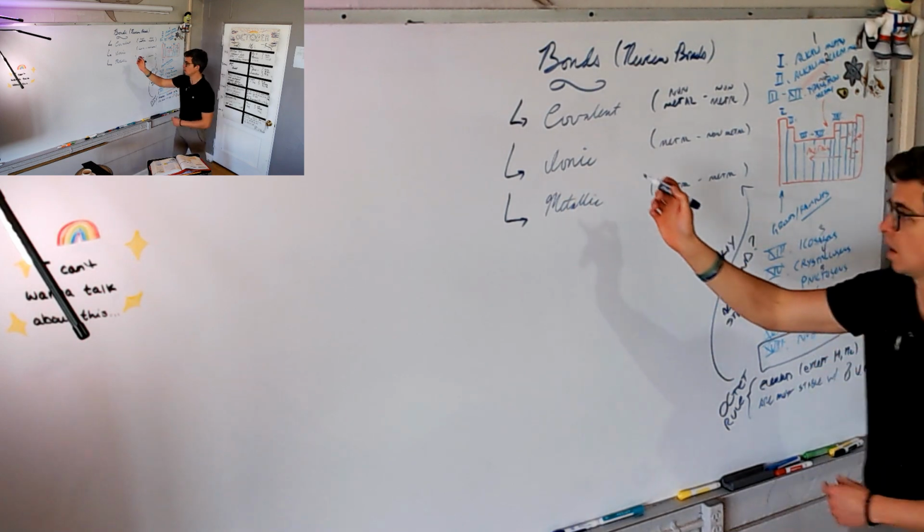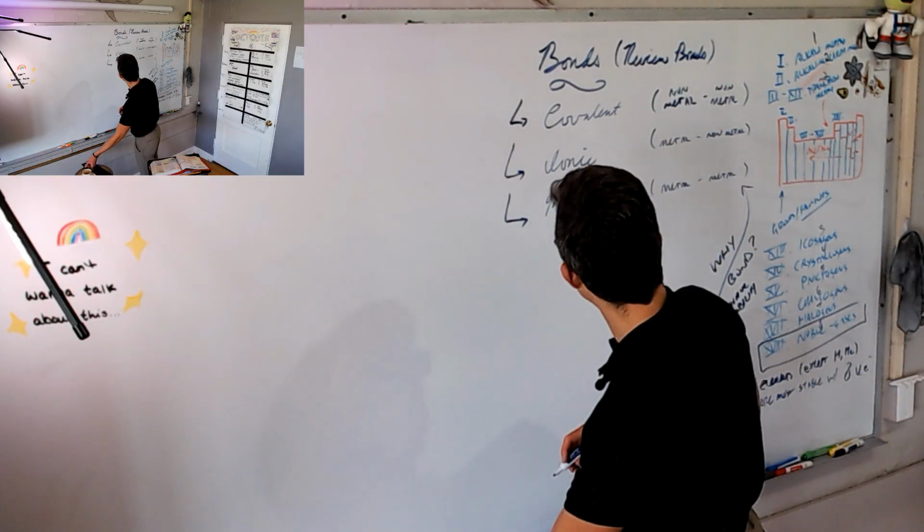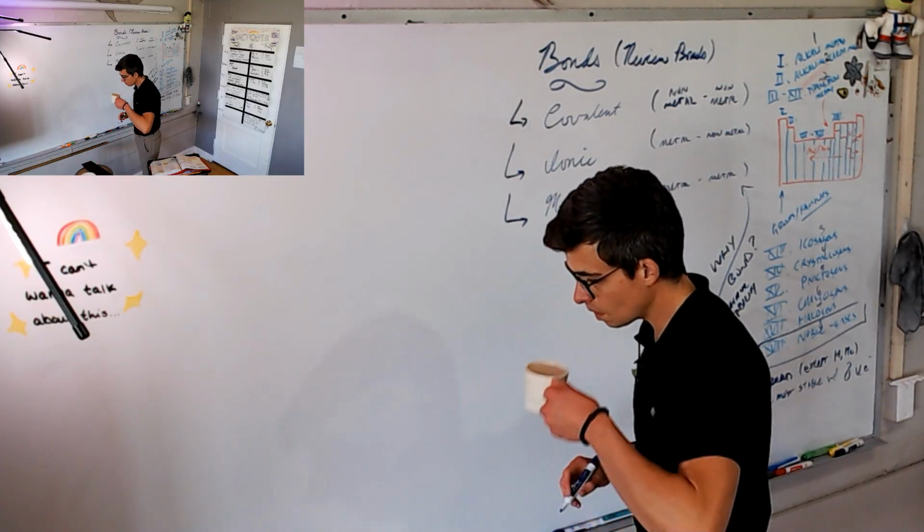So covalent bonds are between a nonmetal and a nonmetal. Ionic bonds are between a metal and a nonmetal. And metallic bonds are between metals. Like sodium chloride.